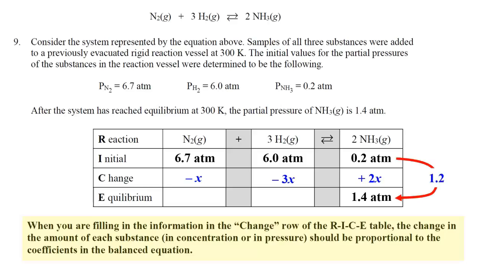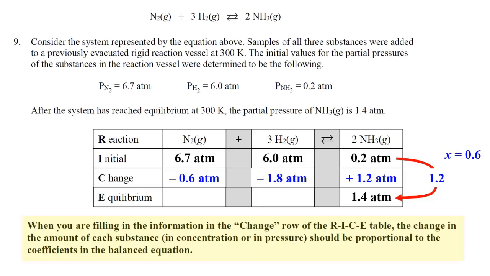So since 2x, which represents the change in the partial pressure of ammonia, equals 1.2, that means that x is equal to 0.6. Now that we know that x is equal to 0.6, we can fill in the remainder of this RICE table with actual numbers. So minus x becomes minus 0.6 atmospheres, minus 3x becomes minus 1.8 atmospheres, and then plus 2x becomes plus 1.2 atmospheres.